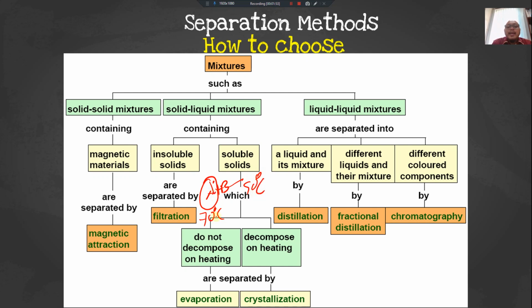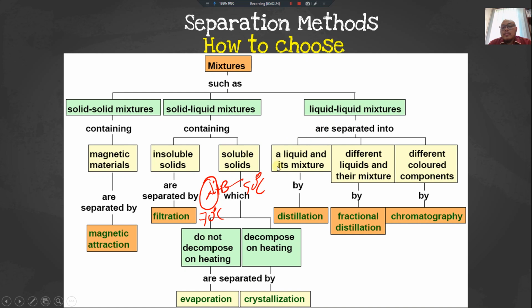So you want to collect A, so you can do the evaporation at 50 degrees Celsius to remove B. That is the situation where, for example, your compound does not decompose on heating. Let's say the compound decomposes on heating, you need to do some chemical reactions so they can form the crystallization.